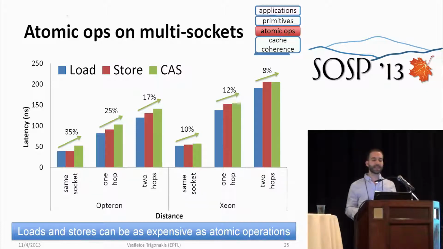So overall, we observe that loads and stores can be almost as expensive as atomic operations when you need to fetch the data from a remote cache. This means that we should not consider the use of atomic operations as the root of all evil for the scalability of synchronization, because a store can potentially have the same effects as a compare-and-swap on our scalability.